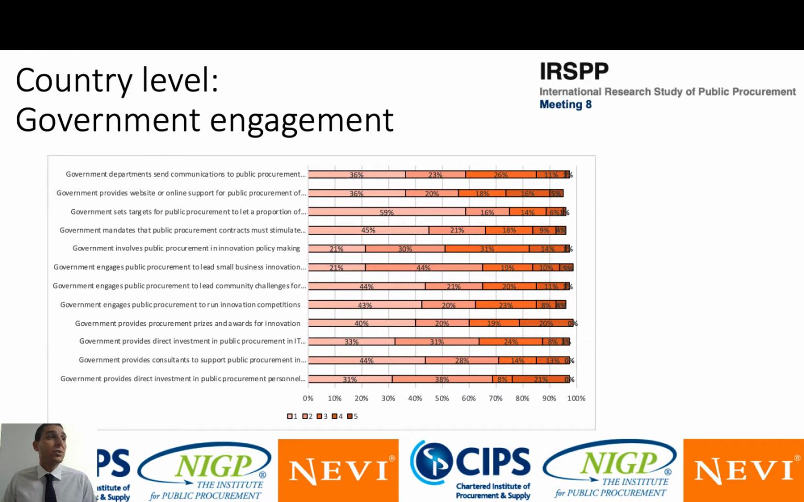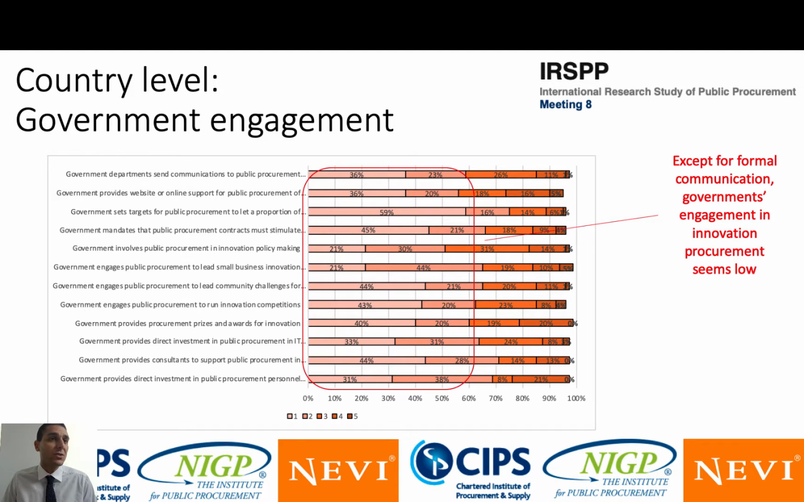If instead we switch the attention to how government engages in public procurement for innovation initiatives, what we can see is very interesting, because except for formal communication initiatives, which are the first two items, so formal communication and website or online support for public procurement for innovation, we can see that governments are not really engaged and are not really involved in first person in promoting and sustaining innovation procurement, which leaves a large space for improvement in the future to make this project even higher in impact and relevance for institutions.